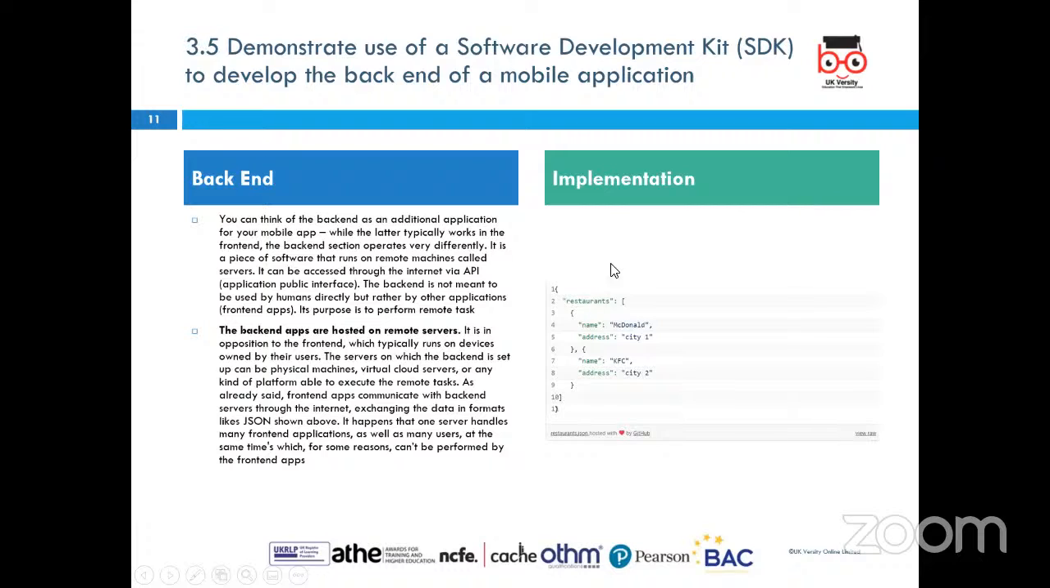Also, on the right-hand side, we have an image of implementation where we have a simple schema, for example, we have restaurant, and then we put name, address. So we have a kind of database, in our schema, with different data that has to be stored in a relational database management system. As you can see, the backend app is hosted on a remote server.